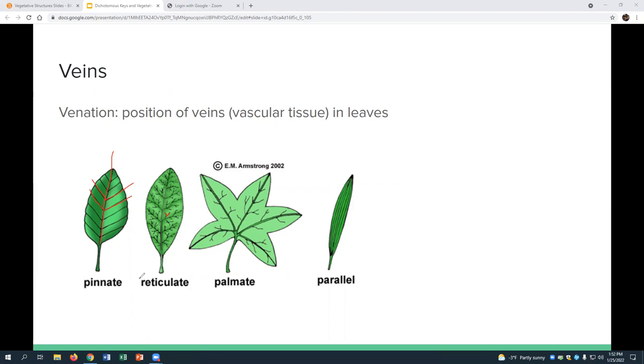We call a leaf palmate if it branches out like a hand, like a palm. So here we see we don't have a midrib anymore, right? We actually have like five large veins coming out, or like a palm.